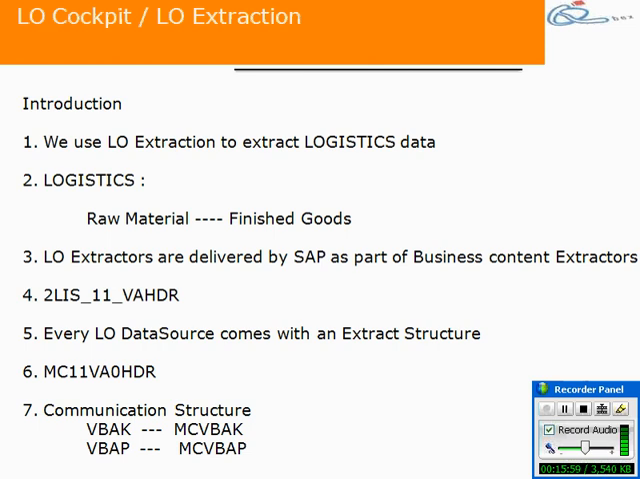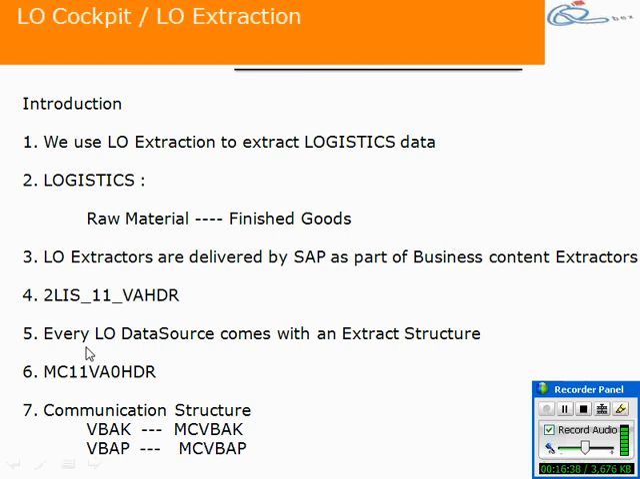That is actually the improvement from previously to LO. We had something called LIS extraction where we had only one data source which extracts header, item, schedule, everything. And that had some limitation. I will discuss that. To overcome it, SAP came out with LO extraction, where they are delivering data sources specific to the level of data. I have one data source for header, one for item, one for each level. I have different extractors delivered by SAP. That is the concept. Clear on this? Any doubts still here? Clear?